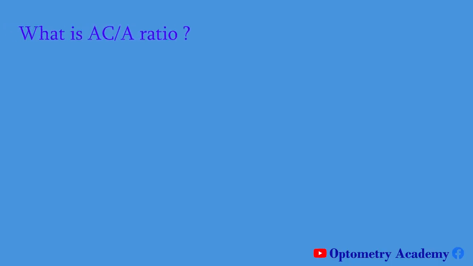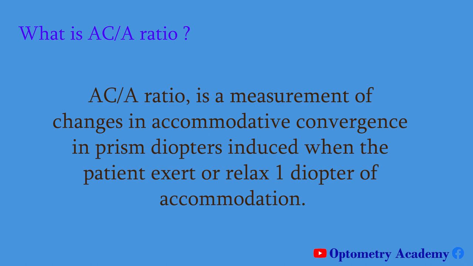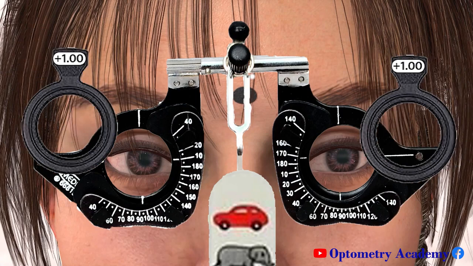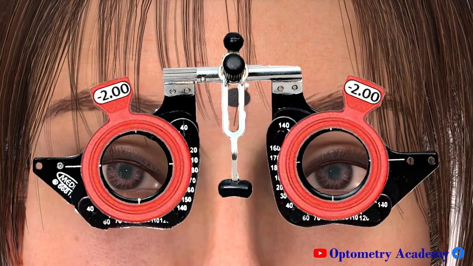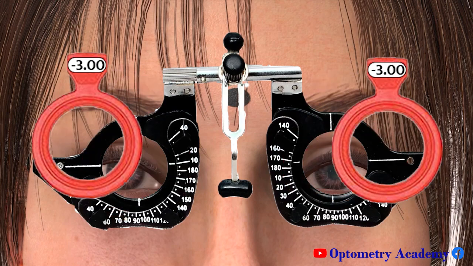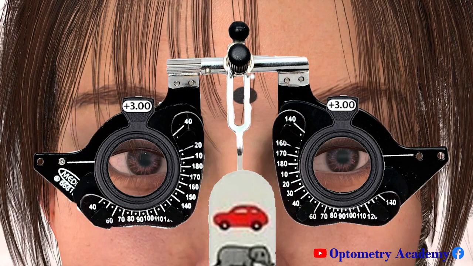What is AC by A ratio? AC by A ratio is a measurement of changes in accommodative convergence in prism diopters induced when the patient exerts or relaxes one diopter of accommodation. Changes in the accommodation are either evoked by placing plus lens which relaxes accommodation or by minus which activates accommodation, or when a person fixates at a near target.